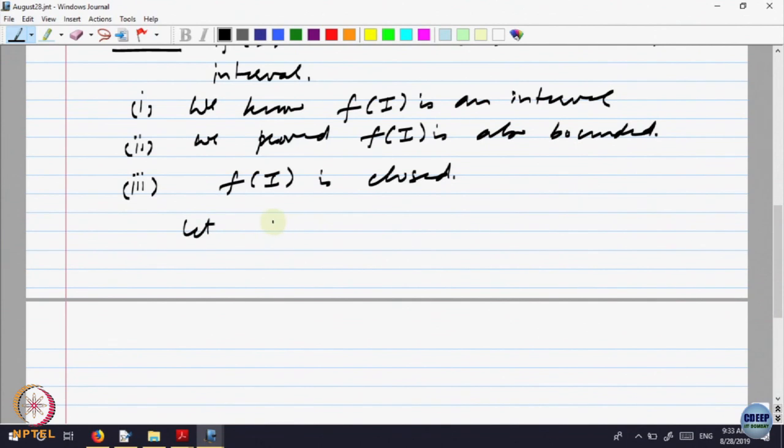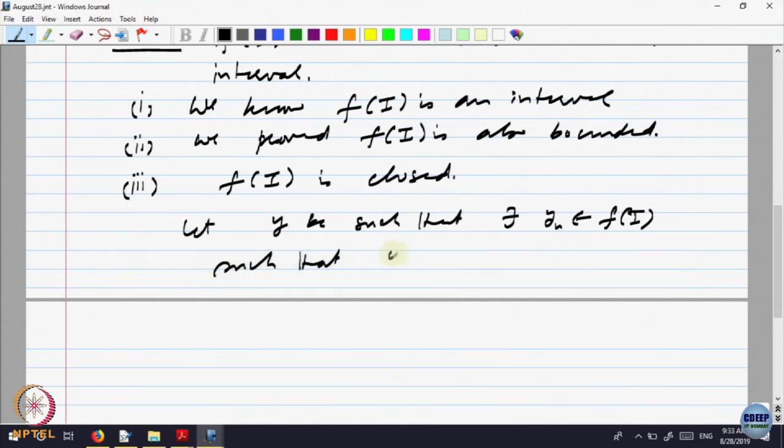So let us look at a sequence y_n belonging to f of I such that y_n converges to y. So what is to be shown? To show that f of I is closed, we have to take a sequence y_n which is convergent to some point y, and show that y belongs to f of I, right? That will prove that f of I is a closed set.